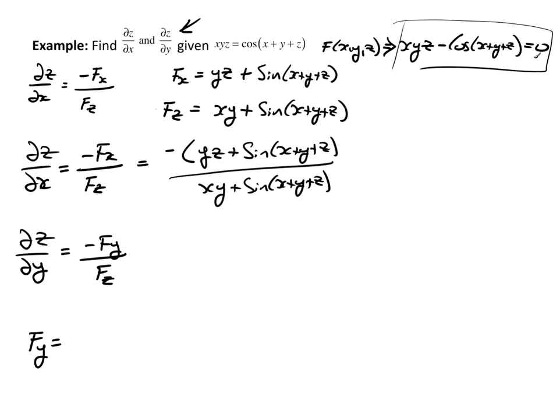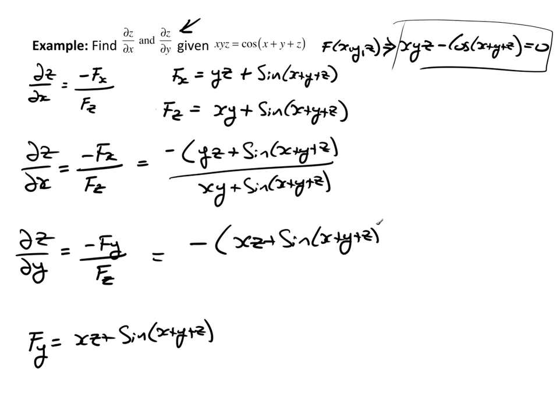If I go through this function again with respect to y, x and z become constants, so this would be xz plus sine of x plus y plus z. And so now I have a negative of xz plus sine of x plus y plus z over the partial with respect to z, which is still xy plus sine of x plus y plus z.